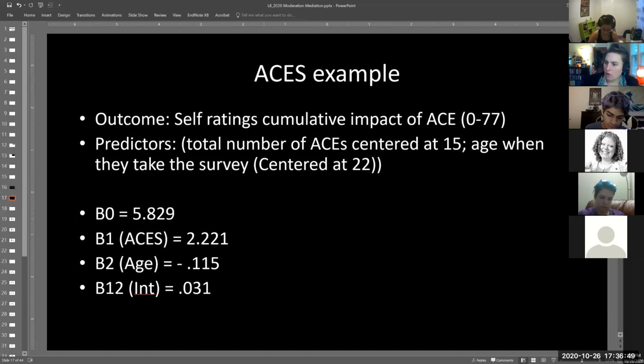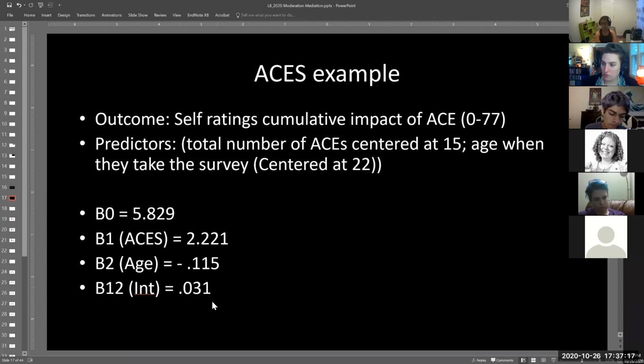The first thing I notice is that when ACEs and age are both at the mean, our self-rating of cumulative impact is almost 6. That's what this intercept is representing. When both of these are 0, this is about 6. So pretty low cumulative impact, it looks like, if it ranges all the way up to 77.